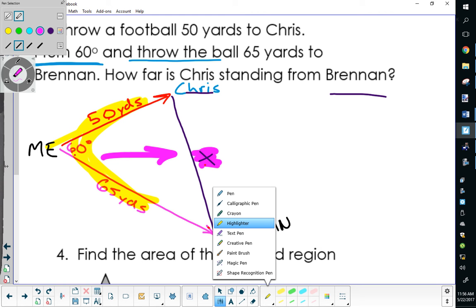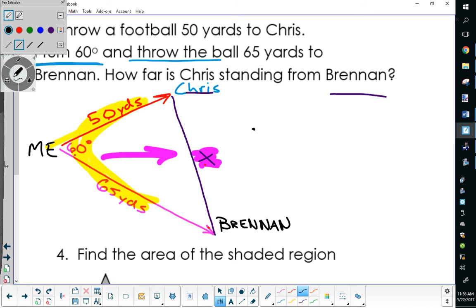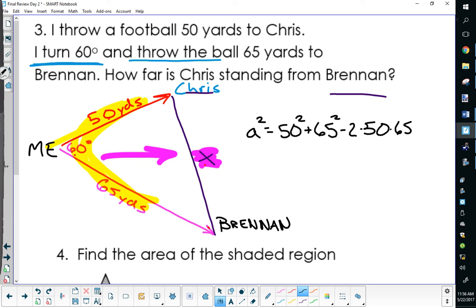Okay, law of cosines, there's my setup. It doesn't matter what the letters are called. A squared equals the two sides: 50 squared plus 65 squared minus 2 times 50 times 65 times cosine of my angle. That's just using the law of cosines formula, plugging in the sides for the side lengths and the angle for the angle. As long as you have identified correctly, you should be good.